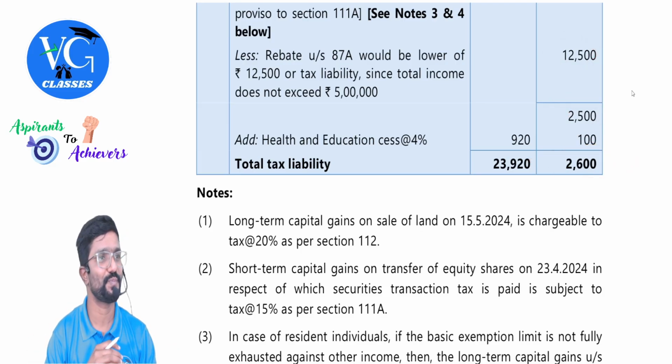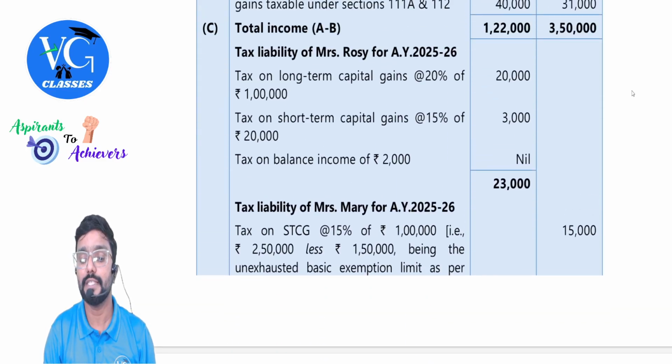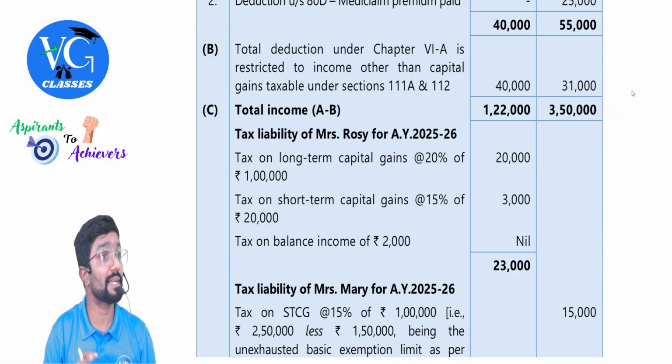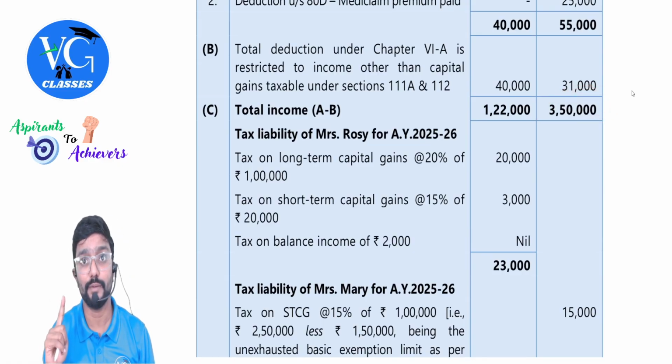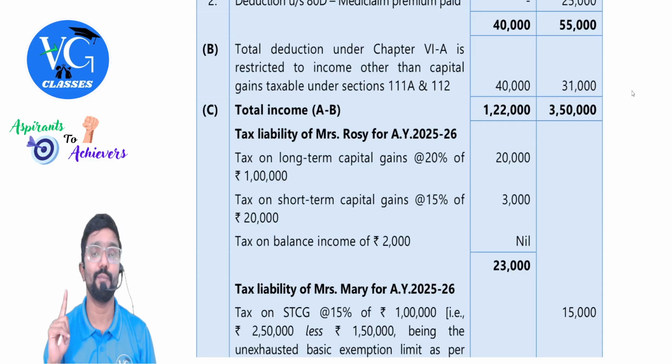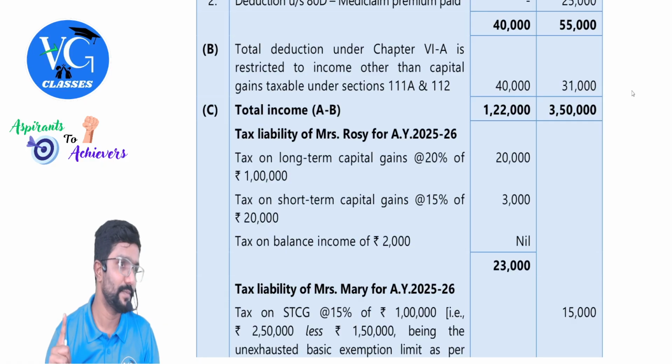Pay that much. Guys, you may assume that, sir, it is less than 5 lakh, so zero tax. No, here it is special gain. Clear? So tax might come even after rebate. Please be careful because under optional scheme, maximum rebate is 12,500.